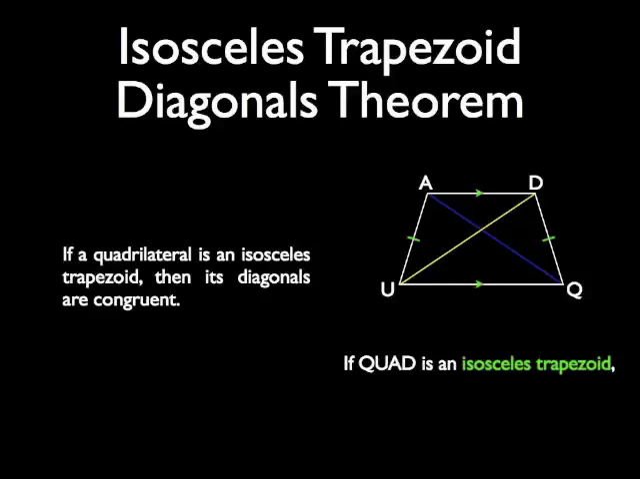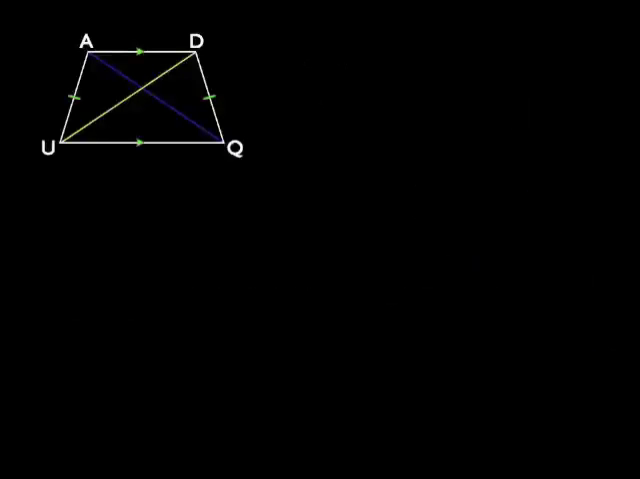In other words, if quadrilateral QAD is an isosceles trapezoid, then segment AQ is congruent to segment UD. Let's take a look at how we can prove this. Let's start by taking a peek at these two triangles here, triangle AQU and triangle DUQ. They overlap each other, and they happen to share a common side, namely segment UQ. So by the reflexive property, segment UQ is congruent to segment QU.